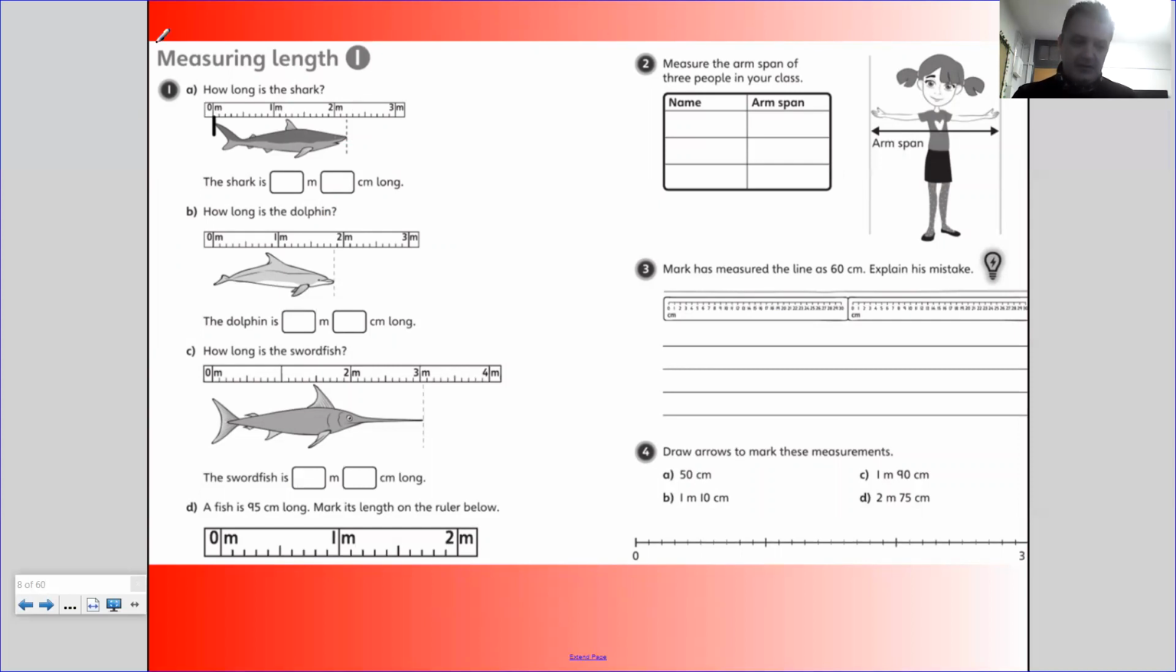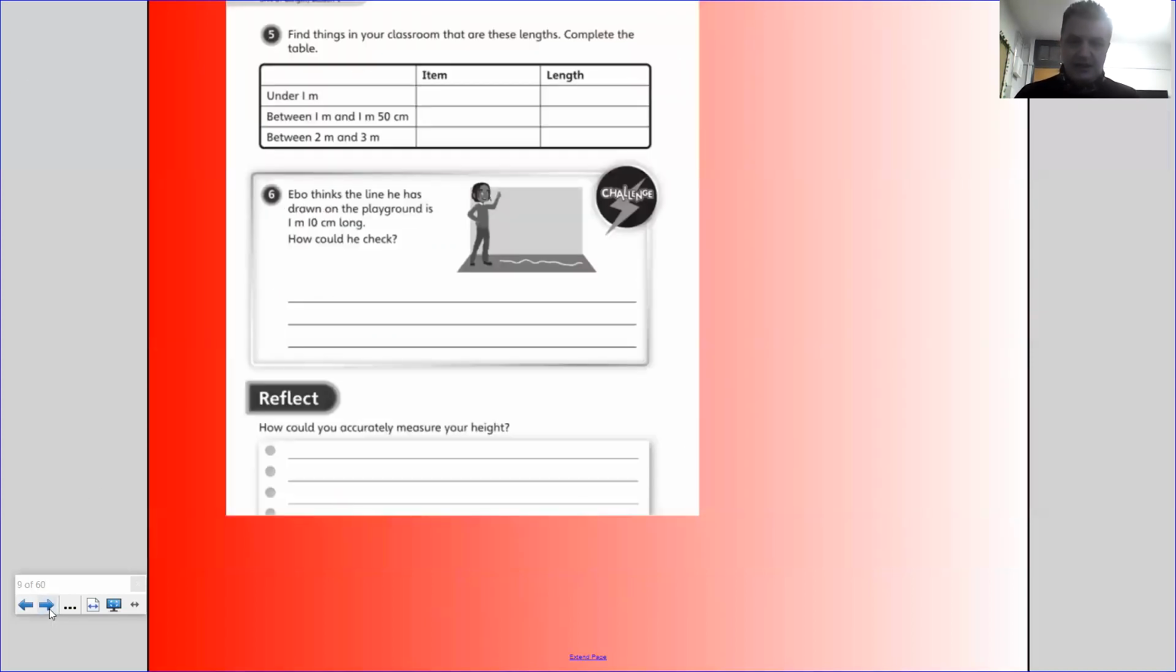Okay, so let's have a look at the next slide, I think. So just one more from your practice book. When it says find things in your classroom, obviously you're not in class, you'll have to find those things at home. That makes sense. Okay, fantastic.